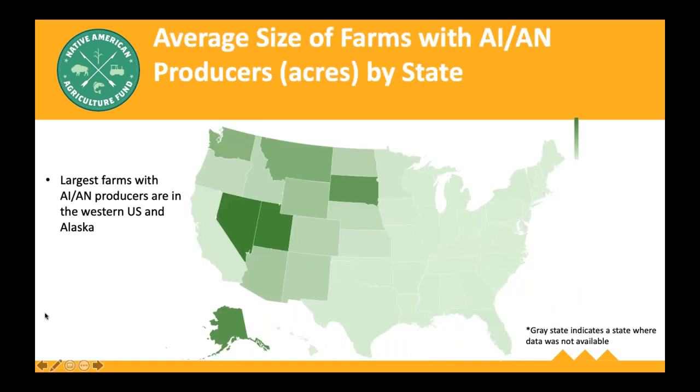Now looking further into land and farms, this is looking at the average size of farms with American Indian Alaska Native producers in acres by state. And we find that the largest farms with American Indian Alaska Native producers are in the western U.S. region and Alaska. The top three states with the biggest farms are Nevada, Utah, and Alaska. And the states with the smallest farm sizes are Connecticut, Massachusetts, Maryland, and then the bottom state of interest is Tennessee, the smallest farms.